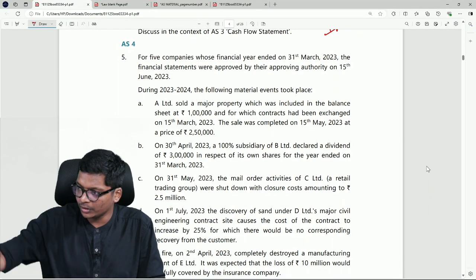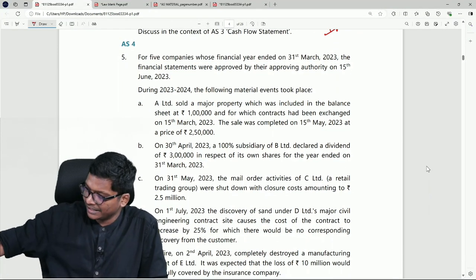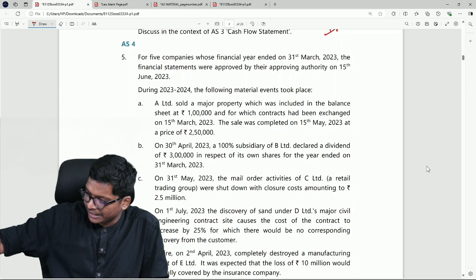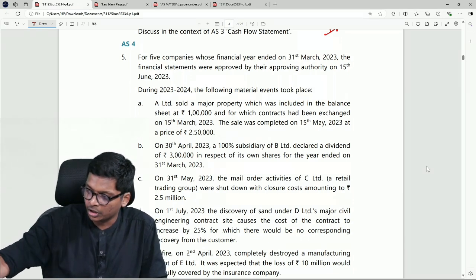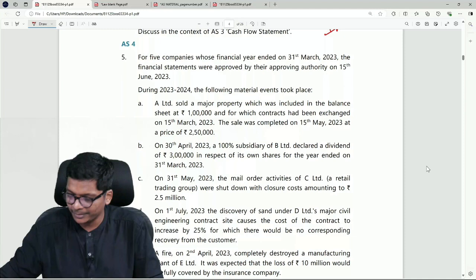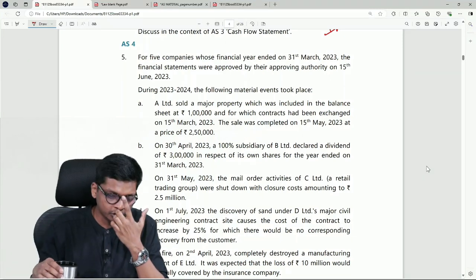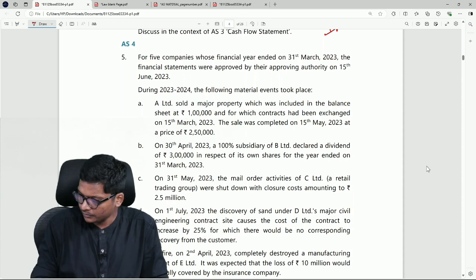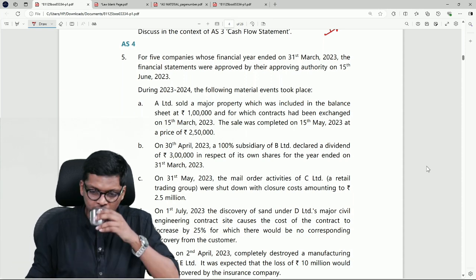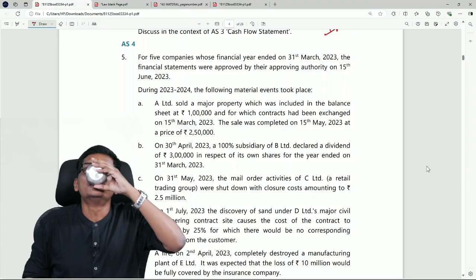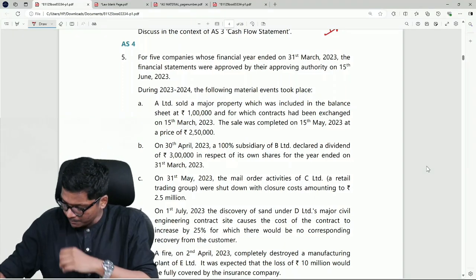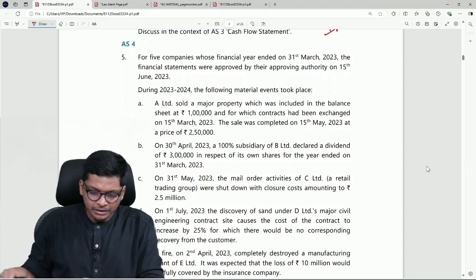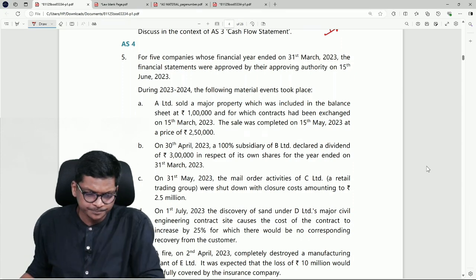Next, let's go to AS4. So like this, we have all AS till 29. No, all AS questions are not given in the RTP. Some AS is omitted, like no AS 19 question, no deferred tax question. Next one, let's proceed, guys.